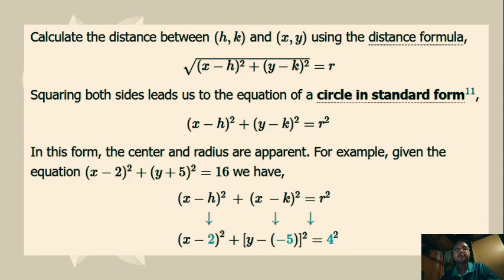So for example, the equation the quantity of x minus 2 squared plus the quantity of y plus 5 squared is equal to 16 represents a circle with the center at positive 2, negative 5, since subtracting a negative number is the same as adding, okay? So our radius here is equal to 4, because r squared is equal to 16, so r is equal to the square root of 16, which is 4. So the square root of r squared is equal to r itself.